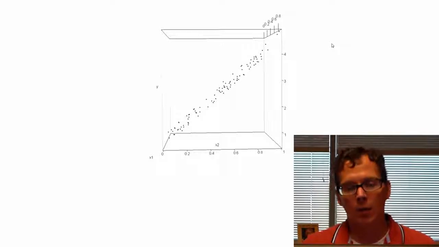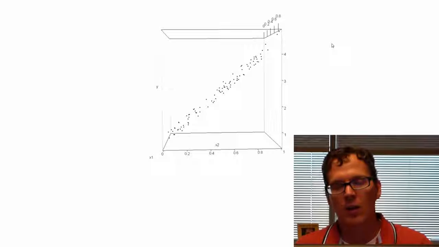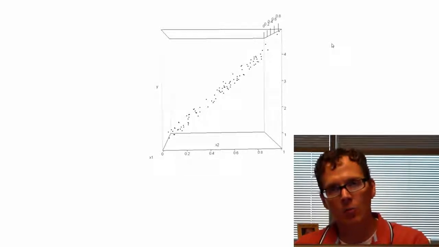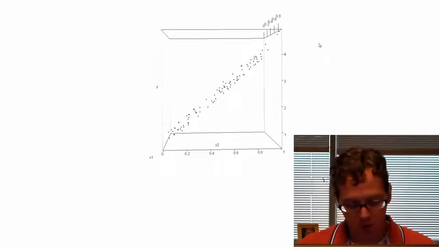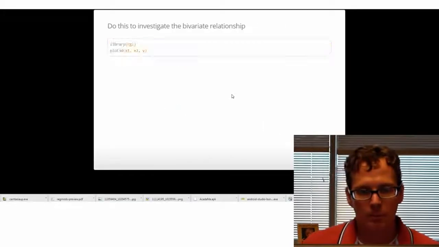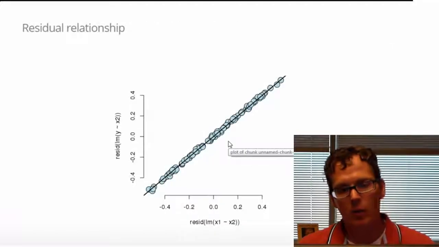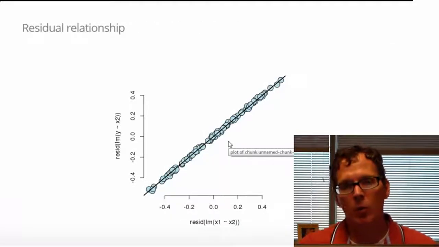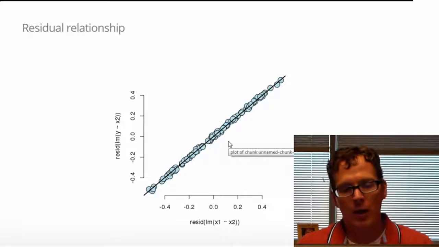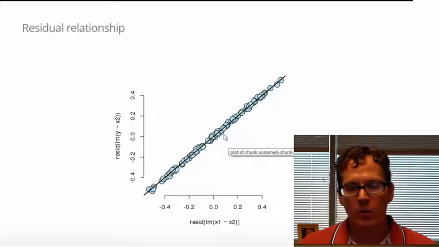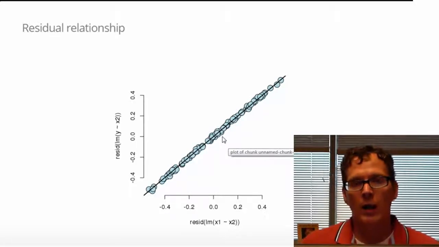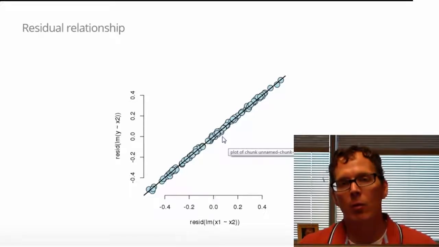And an easy way to look at that without having to resort to 3-dimensional plots, especially which don't work if you move beyond 2 variables, if you have 3 variables or 4 variables, is to look at residuals. So let's look at what happens when we look at the residuals. So here's the residual of y after having removed x2, the linear effect of x2, and the residual of x1 having removed the linear effect of x2.